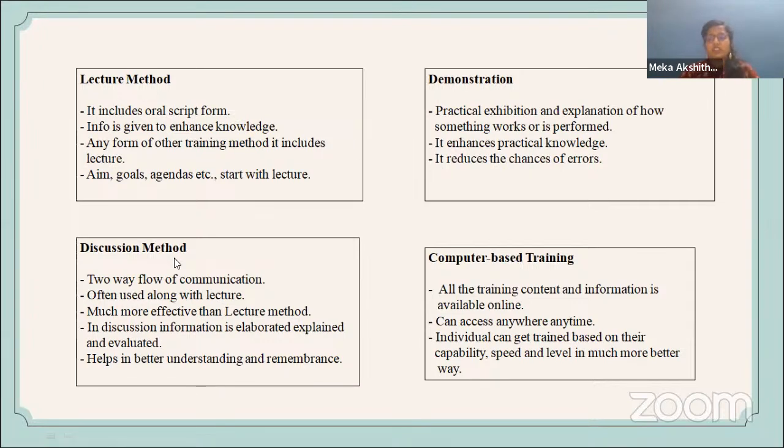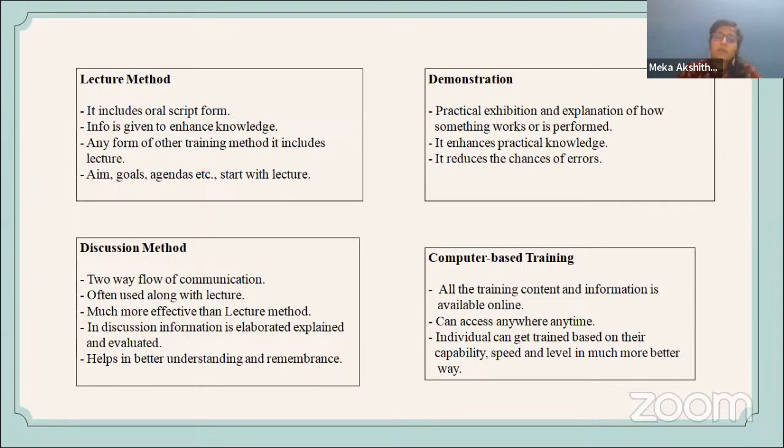Then comes the discussion method. This discussion method is often paired with the lecture method because we use oral script and all. Discussion is two-way communication, wherein it involves interaction, unlike a lecture. In discussion, what happens? A group of employees come together and interact with each other. They would be given some particular task to be done.